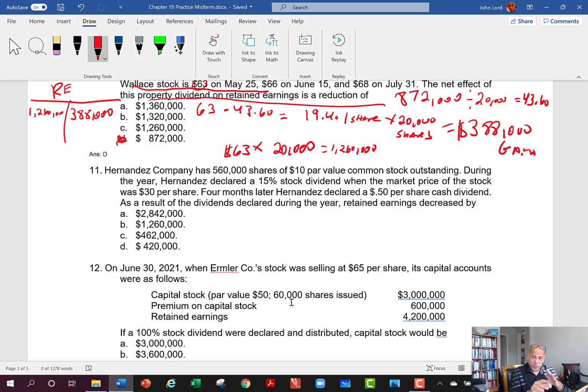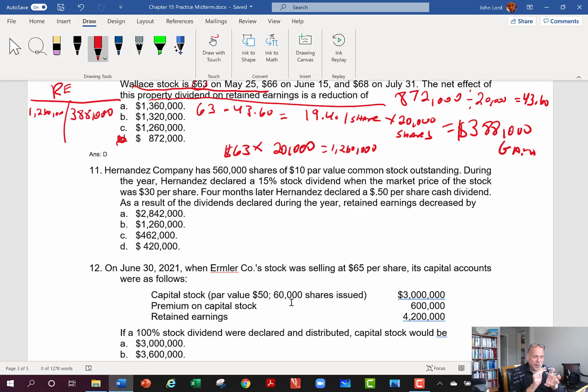What's large, what's small? Well, we say that if you're under 20 to 25%, that constitutes a small dividend. And again, it's a range, if you're over 20 to 25% and beyond, 20 to 100%, that's a large dividend.